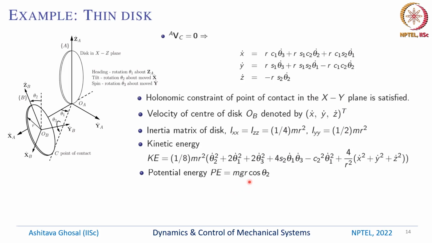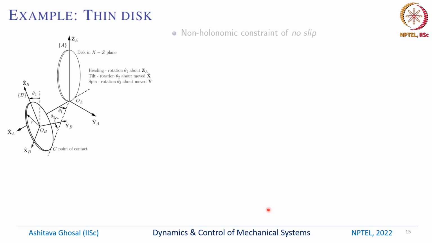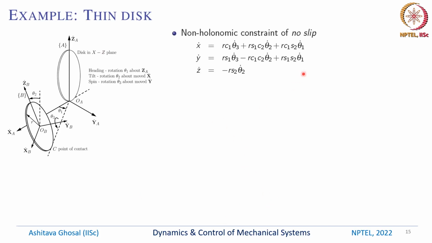The potential energy is mgr cos theta 2. This is also sort of clear. If you can see that this is this r, so r cos theta 2 is the height above this xy plane. So we'll get mgr cos theta 2. We can obtain the Lagrangian, which is kinetic minus potential energy, and then we can continue and derive the equations of motion, and then we can take into account these non-holonomic constraints of no slip.